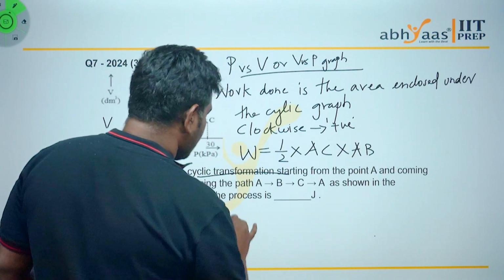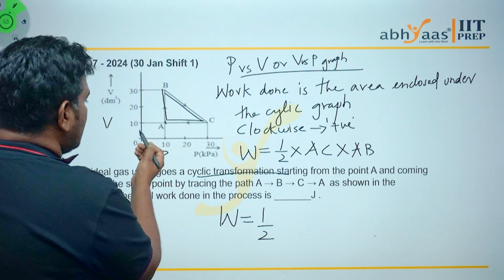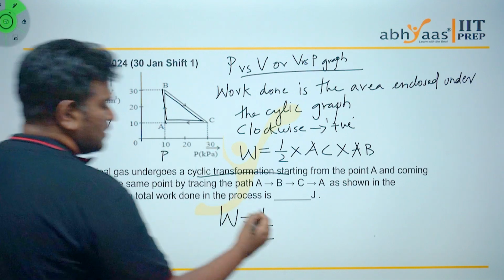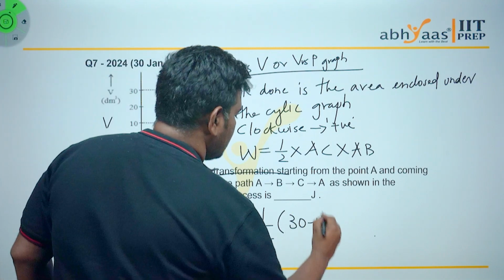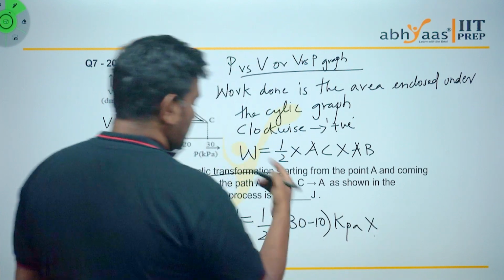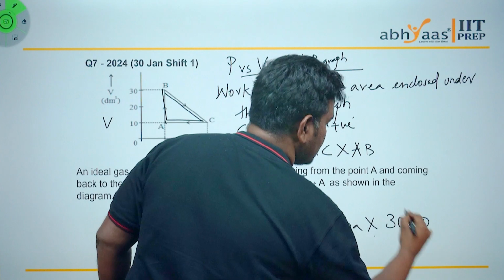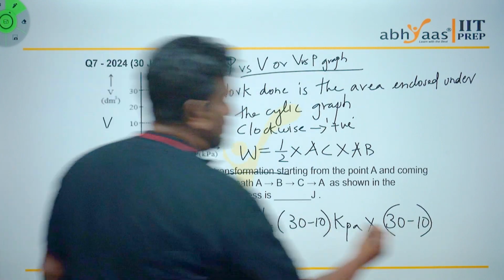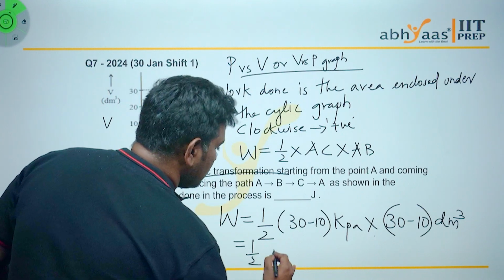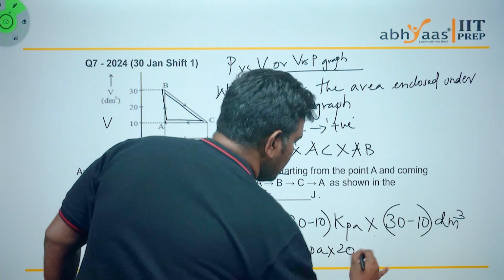Right. So what can I write? W is equal to half into, what is AC? AC is actually 30 minus 10. This much part is 10, here you have 30, so 30 minus 10, in kilopascal. Into what is AB? AB is also 30 minus 10, in dm cube. Now I can write half into 20 kPa into 20 dm cube.